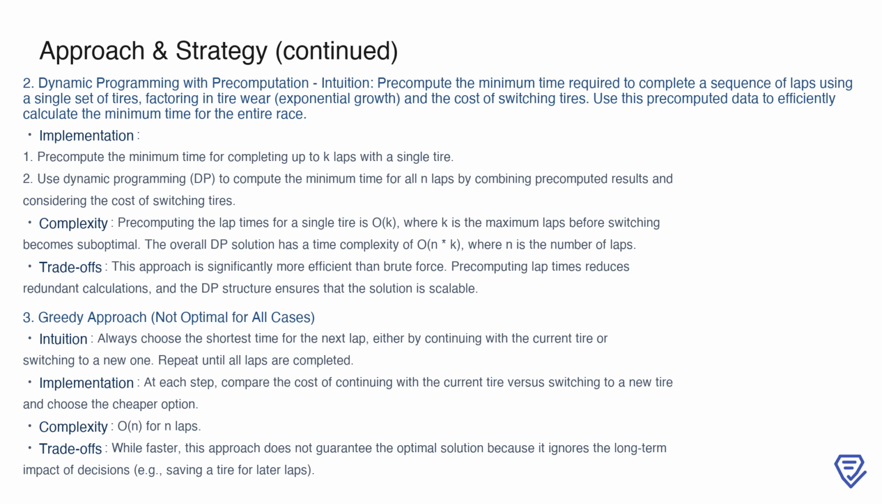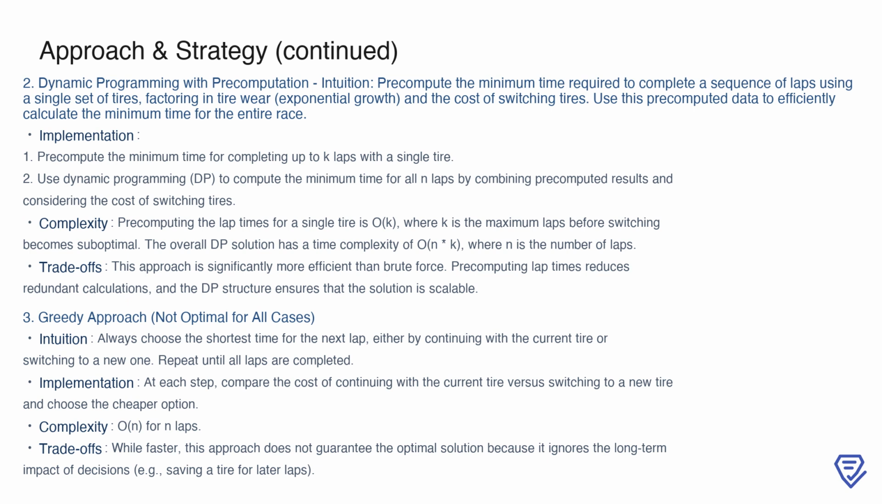The pre-computation step has a time complexity of k, and the overall DP solution runs in n*k, where n is the number of laps. Compared to brute force, this approach is scalable and strikes a good balance between efficiency and correctness. However, it does require additional pre-processing and storage.